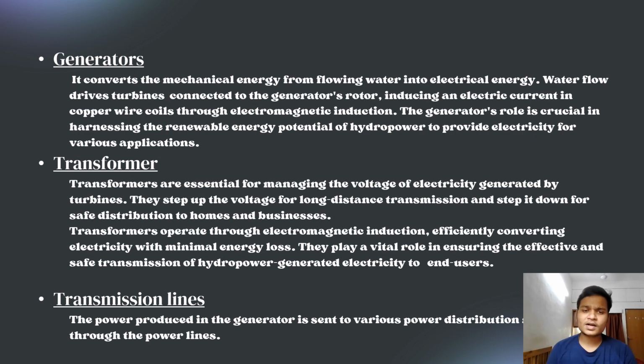Transformer. Transformers are essential for managing the voltage of electricity generated by turbines. They step up the voltage for long distance transmission and step down for safe distribution to homes and businesses. Transformers operate through electromagnetic induction efficiently, converting electricity with minimal energy loss. They play a vital role in ensuring the effective and safe transmission of hydropower generated electricity to end users. Transmission lines. The power produced in the generator is sent to various power distribution stations through power lines.